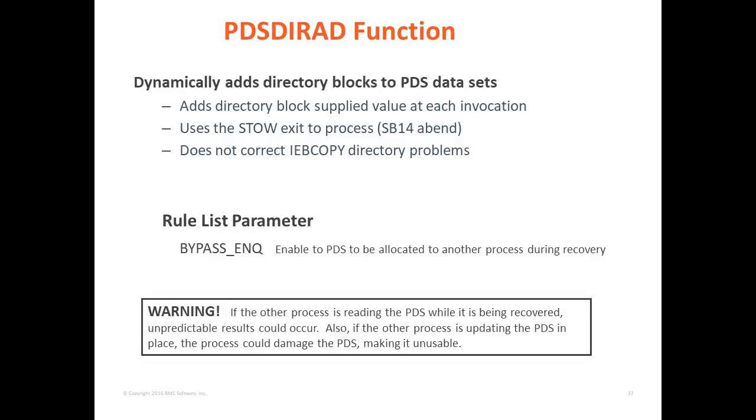The PDS-DIRAD function can dynamically add directory blocks to regular PDS datasets. There are limitations because of the process required to add directory blocks. The STO interface from IBM is how directory blocks are added. Within the R list, you can have the option to bypass the ENQ. Care should be taken if bypassing the ENQ for some libraries, as the TTR entries will change, possibly disrupting some online processes.